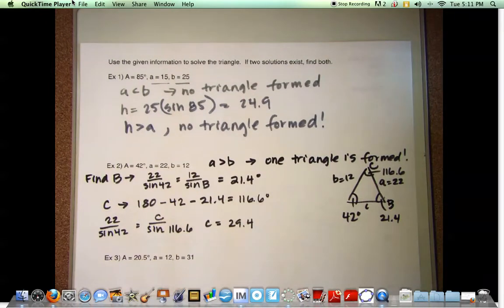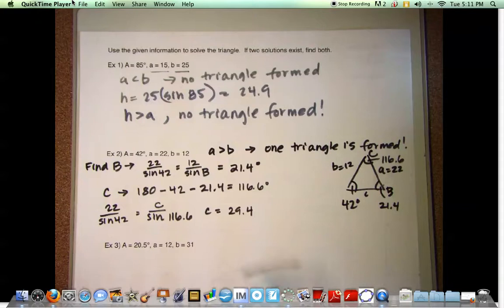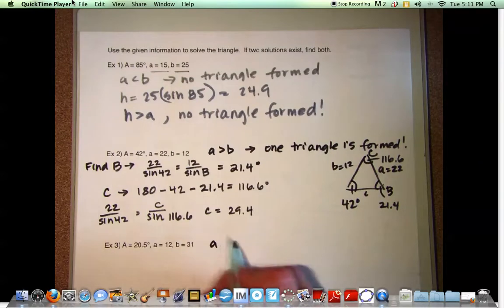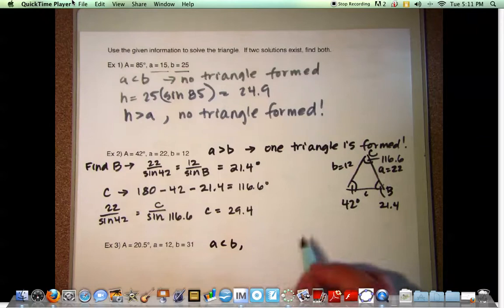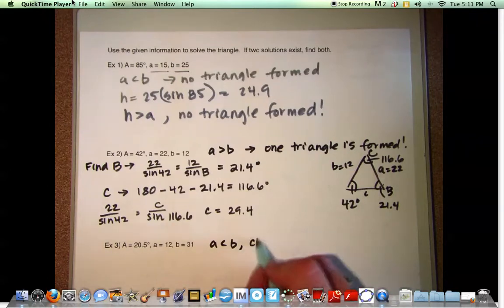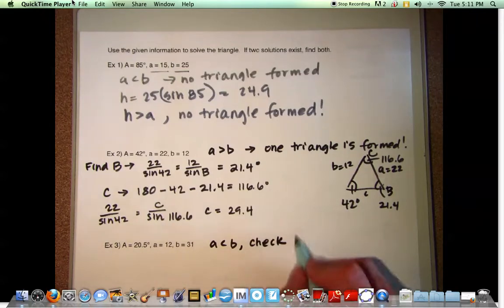All right, example 3. Most of you are probably anticipating that this is the worst case scenario since it's the last one. So you have angle A is 20.5 degrees, a is 12, b is 31. So a is less than b, so we think that there's no triangle. But we need to check h.